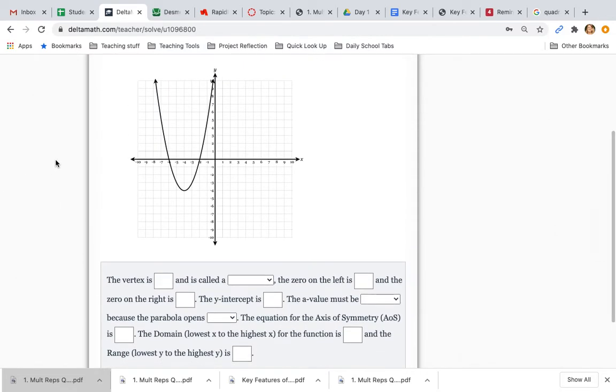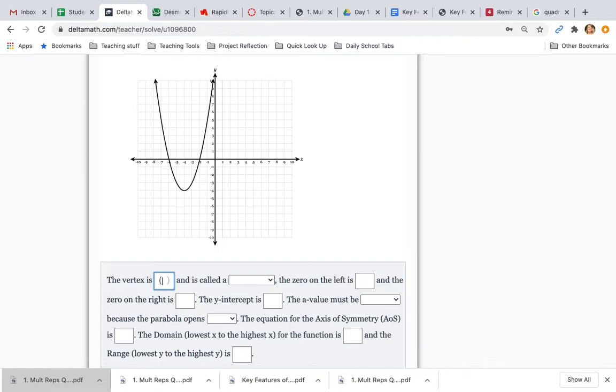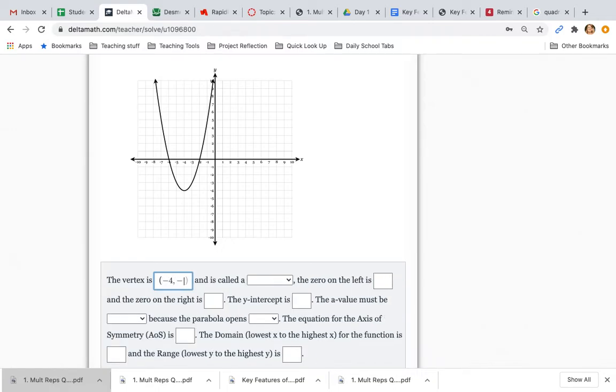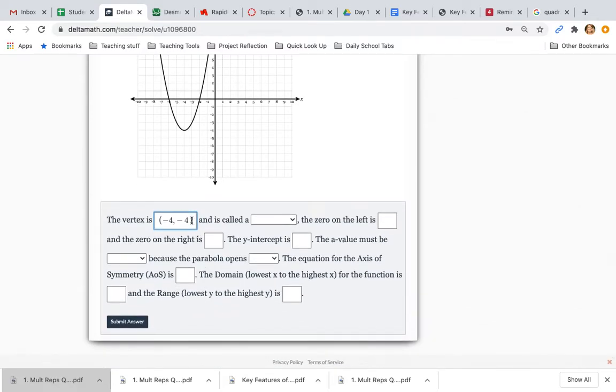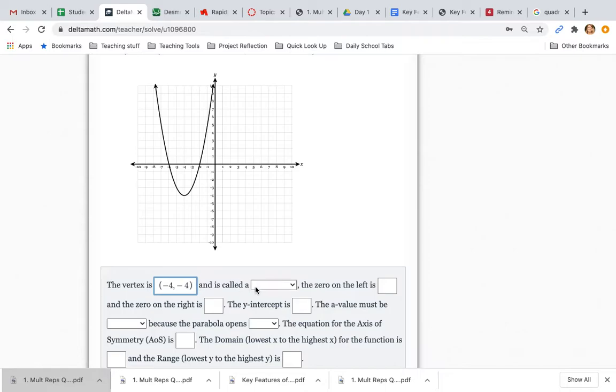So remember from your notes that your vertex is your maximum or your minimum point. Here we have the lowest point, and its coordinates are at -4, -4. So that's what I'm going to type in. I'm going to hit Shift 9 to do the left parenthesis and type in -4, -4, then Shift 0 to type in the right parenthesis. So you're going to type this in on your keyboard. Do not put any spaces between negatives, commas, nothing. No spaces.